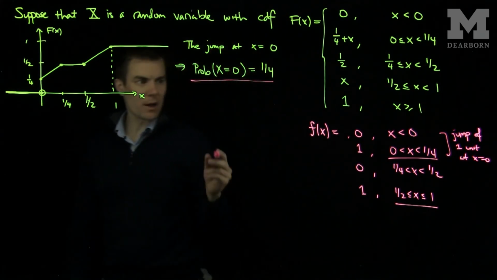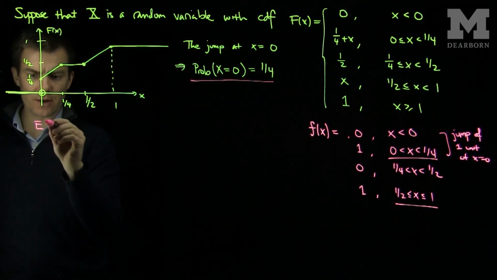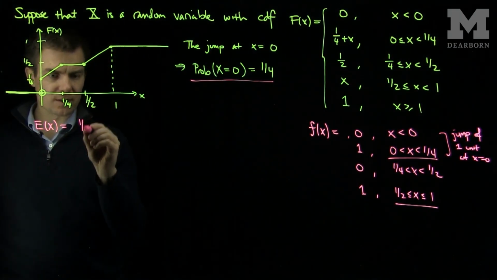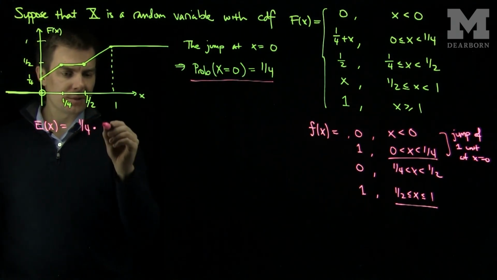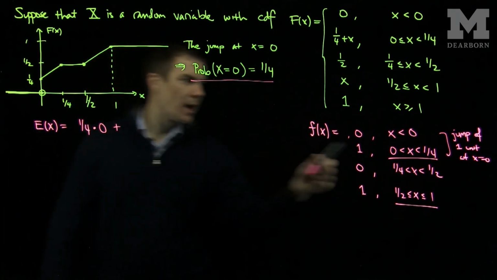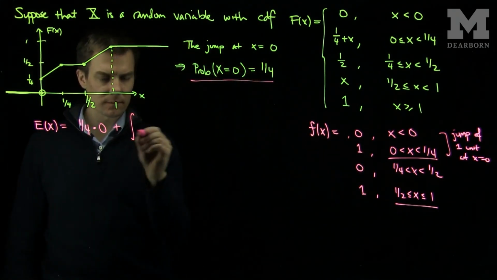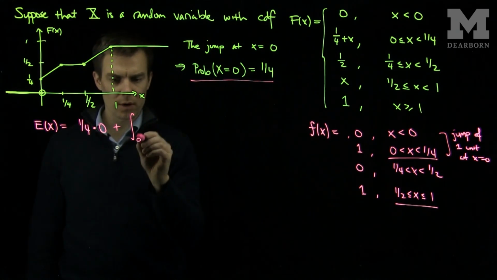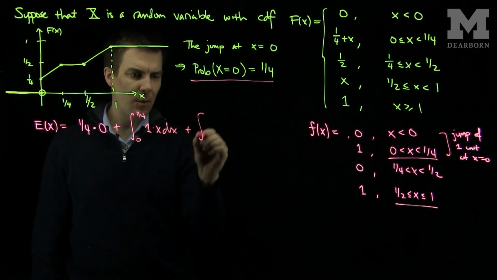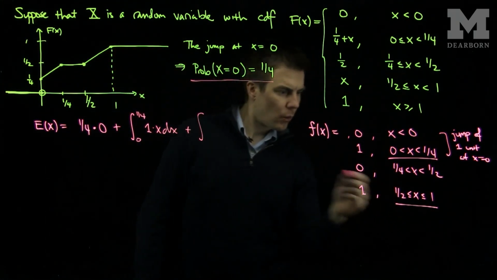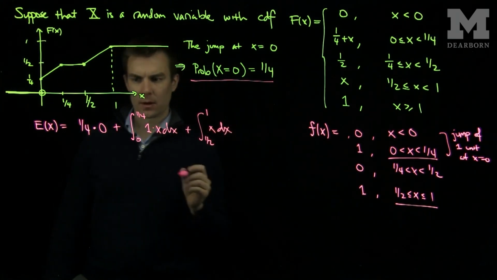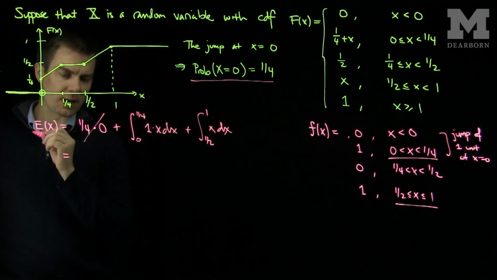So let's compute the expected value of this. So the expected value of x will be 1/4, that's the probability that x equals 0, times the value that the function takes on, 0, plus I will integrate 1 between 0 and 1/4. And then I will integrate between 1/2 and 1, x dx. So this first term, this jump, will give me nothing.